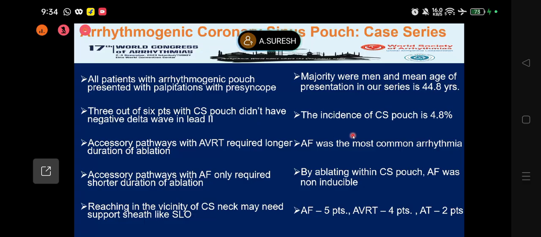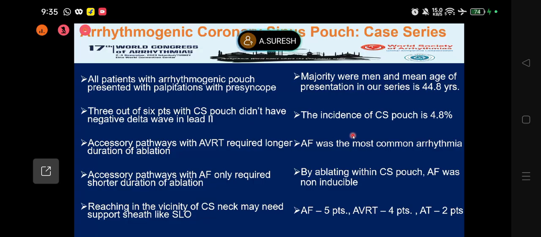But in these, 50% of the patients didn't have a negative delta wave in lead 2. Axillary pathways required a longer duration of ablation, while axillary pathways with AF only require a short duration of ablation. Reaching the vicinity of the CS neck may need a support sheath like SL0. The mean age of presentation was 44.8 years, and most of them were men.